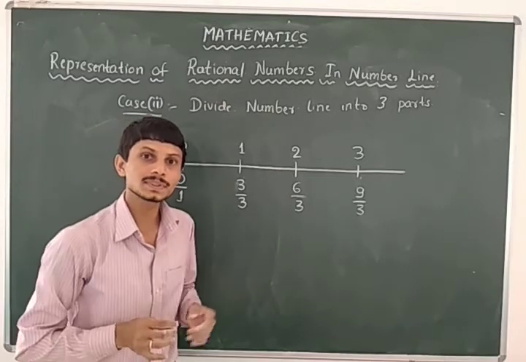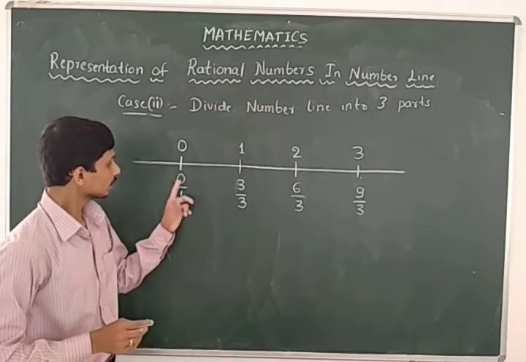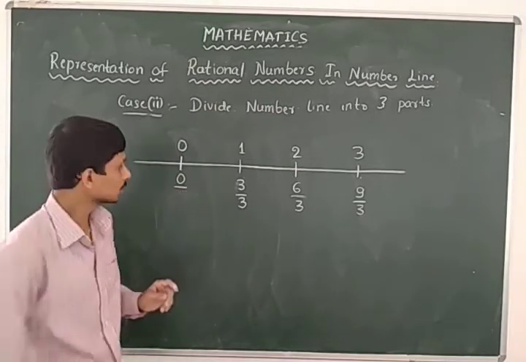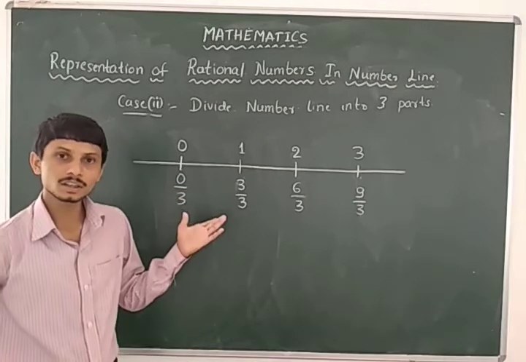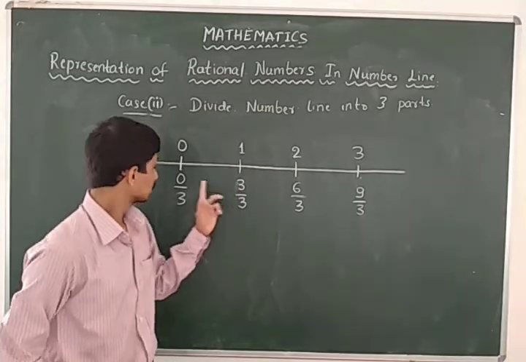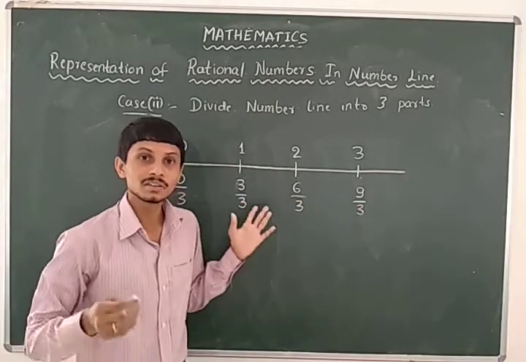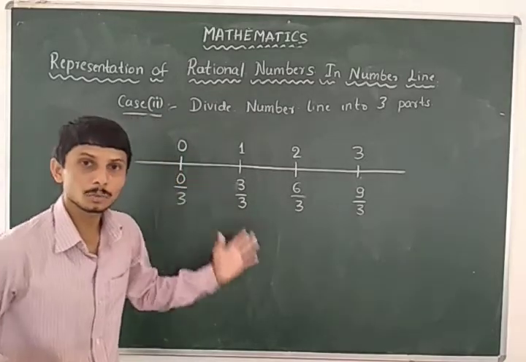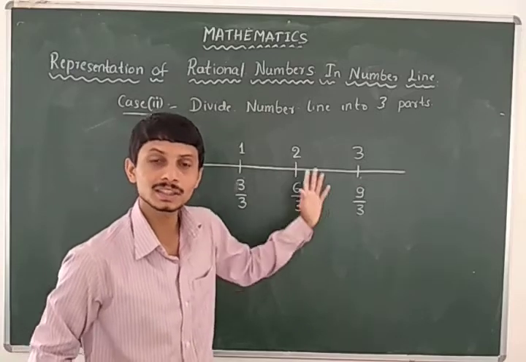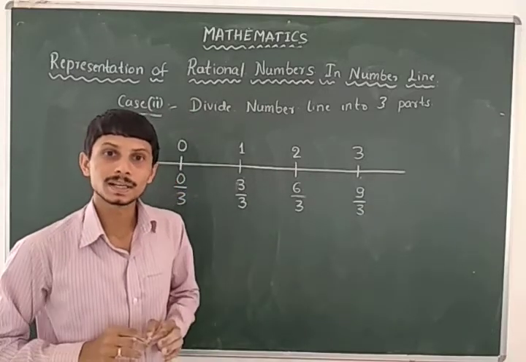So we have to represent some of the rational numbers on the number line. So here 0 is there, and we can write it in the form of 0 by 3 also. So the value does not change. So 0 here and 3 here: 0 by 3 here, 3 by 3 here, 6 by 3 here, 9 by 3 here. We can represent 1 by 3, 2 by 3, 3 by 3, 4 by 3, 5 by 3, 6 by 3, 7 by 3, 8 by 3 and 9 by 3 in their respective places.